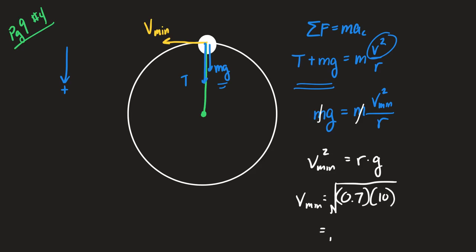So the square root of 7, which is about 4. What is the square root of 7? 2.6 meters per second. If it goes any slower than that, then it doesn't travel in a circle. There'll be slack in the string and it'll just fall kind of downwards. It'll basically fall like that. So it'll just slacken up the string some.